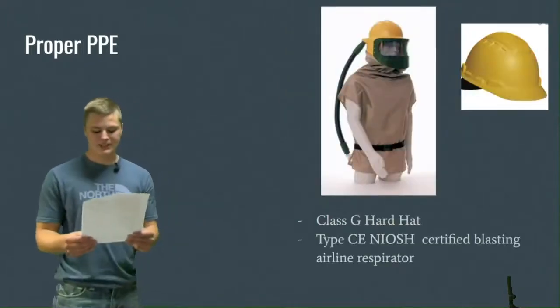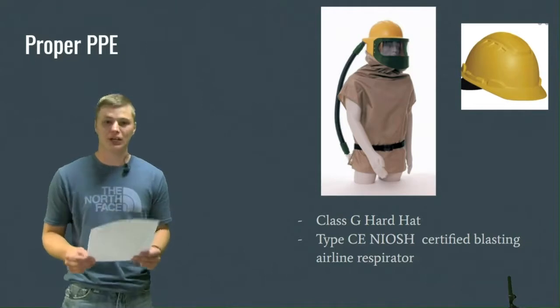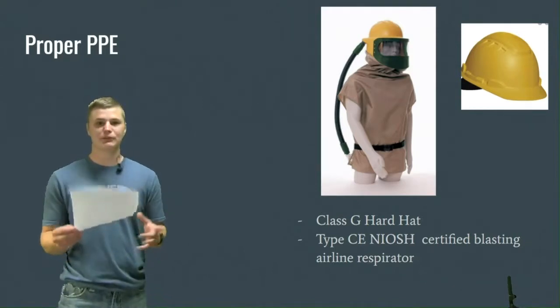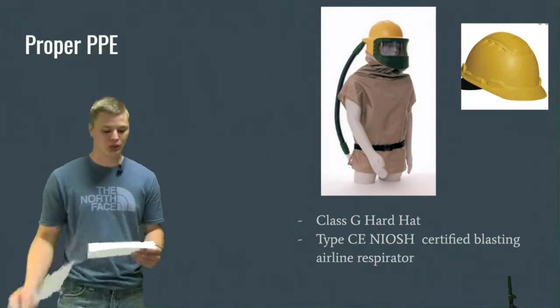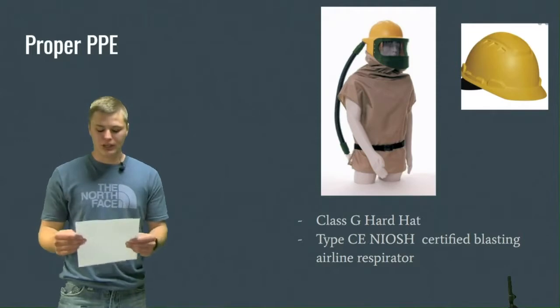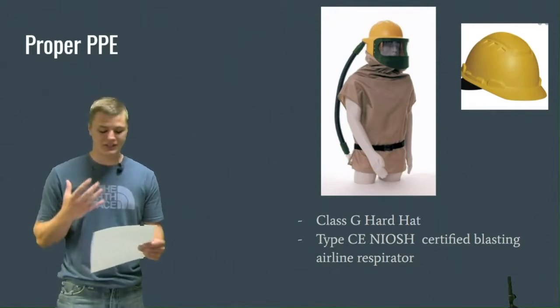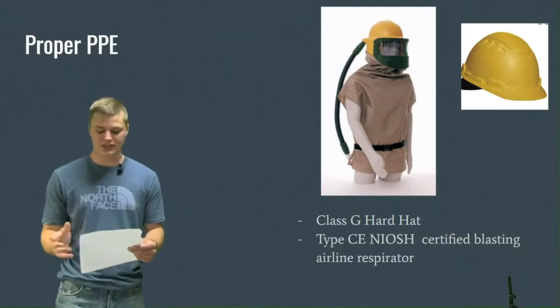One of the main pieces of equipment is the Type CE NIOSH Certified Blasting Airline Respirator with positive pressure blasting outlet. The piece of equipment protects your head, neck, and shoulders from debris and prevents you from inhaling any dusts, as we saw in the video, because it can be harmful and have toxins in it.